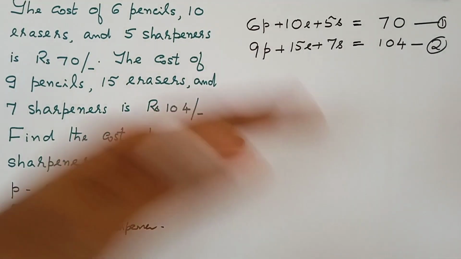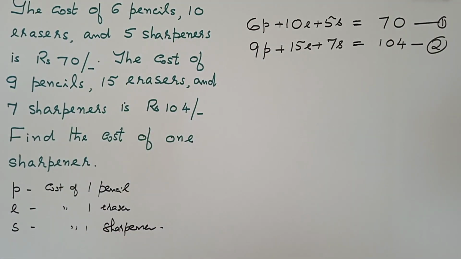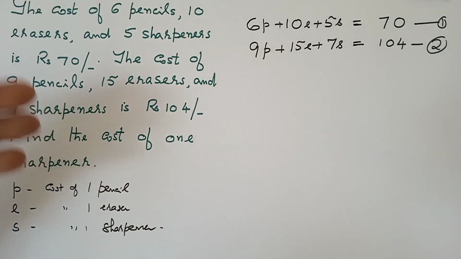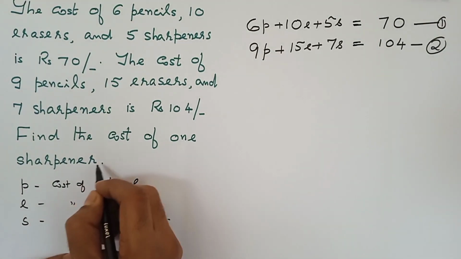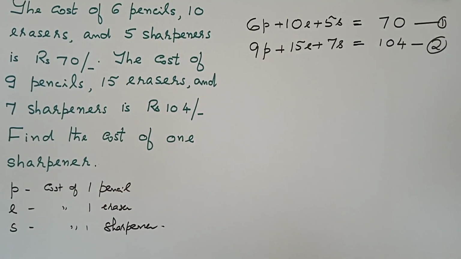Now, as you can see, there are three variables. Generally, in problems where you have three variables, you need to have three equations. But you don't have enough data to help us frame one more equation. So you've got to make do with two equations to arrive at the cost of whatever they want, which is the cost of 1 sharpener.